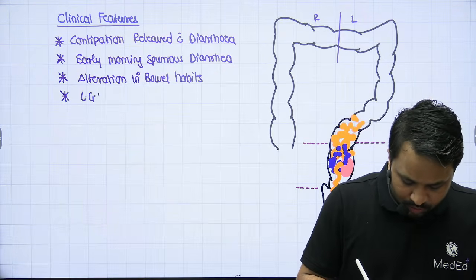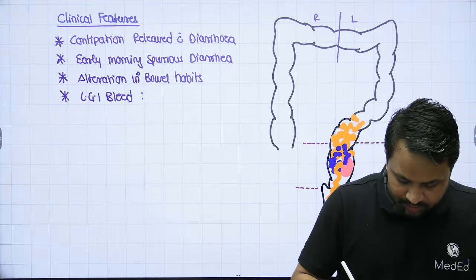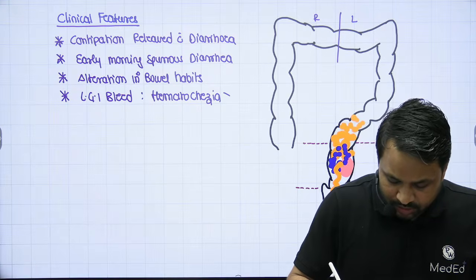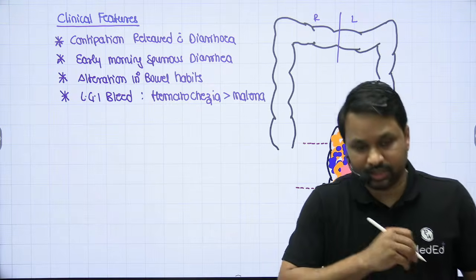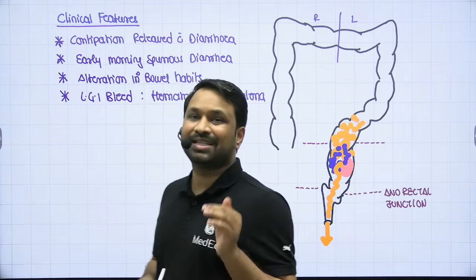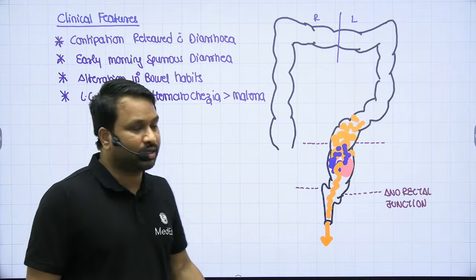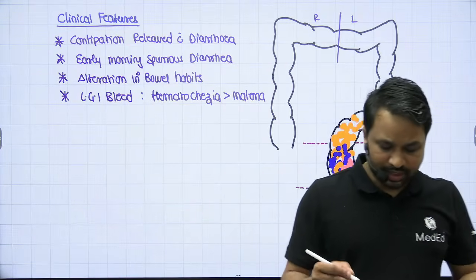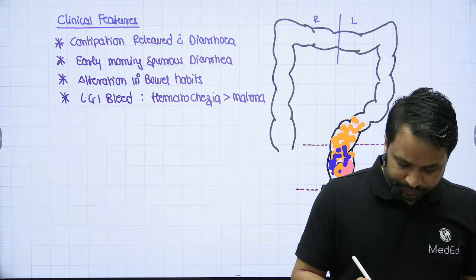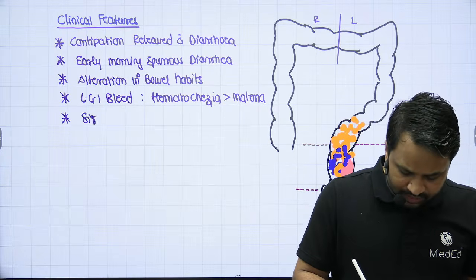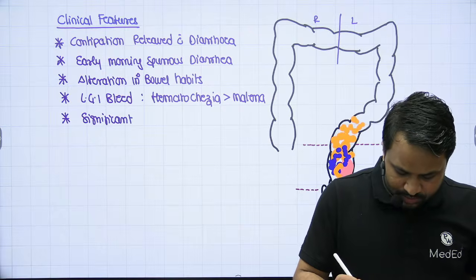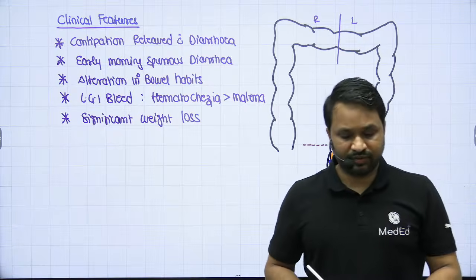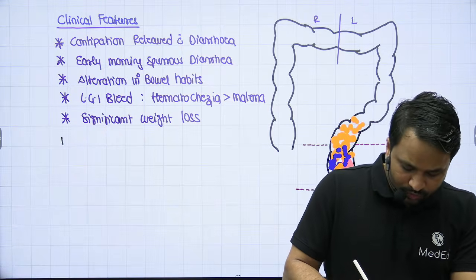The patient also has a lower GI bleed, and here it will be more of hematochezia. Hematochezia is fresh blood in stools when compared to melena, which is old blood in stools, right? So hematochezia indicates it's probably a rectal or anal canal disorder. Melena indicates a more proximal part, that is the sigmoid colon or the ascending or descending colon. So you have hematochezia as well as melena. They'll also be associated with significant weight loss. Remember the most common route of spread.